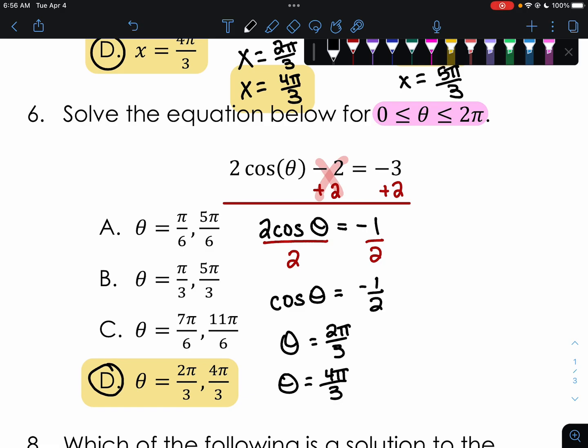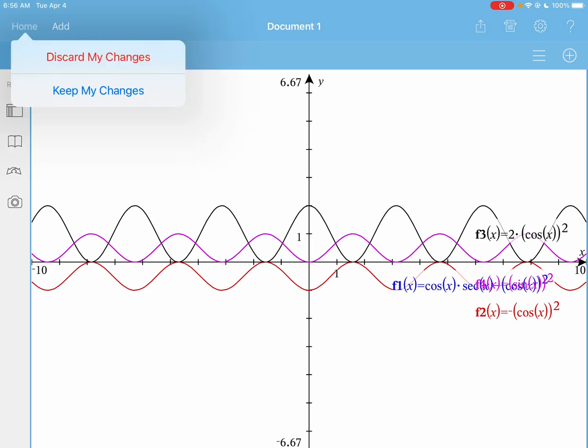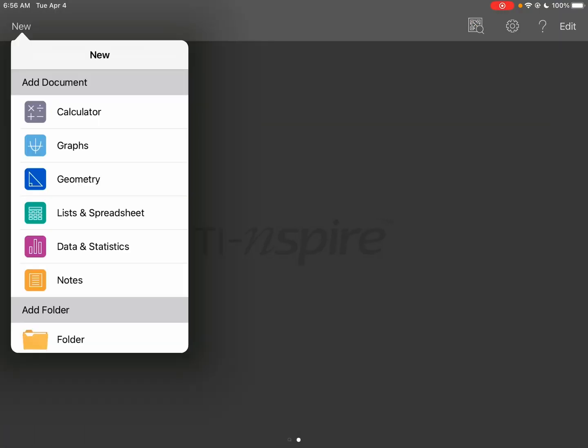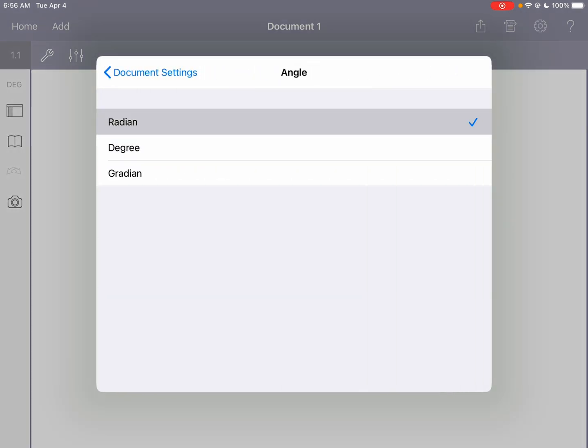So if we wanted to check our answers, we would plug them in. You start with one angle at a time. If the first angle doesn't work, then overall it's not going to work. So we go over here, we go back to the calculator screen. Again, we have to make sure that our calculator is in radian mode.